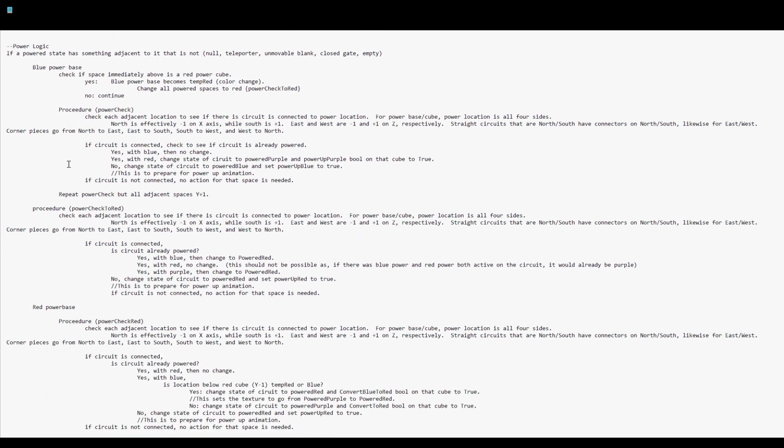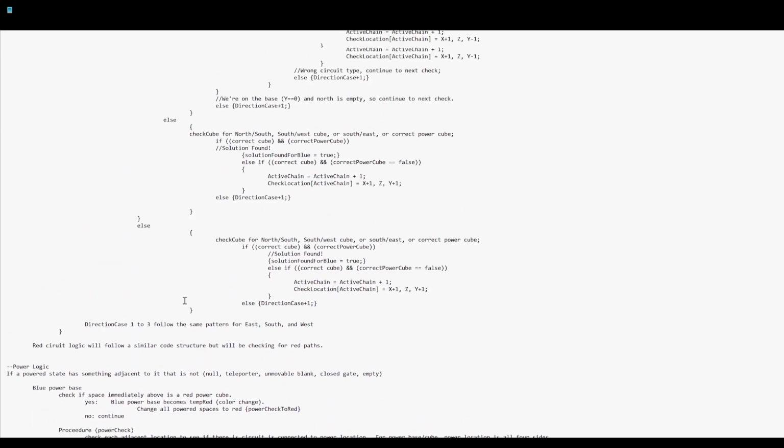This is only covering the blue and red colors, and basically checking, hey, does blue go from the power base all the way through? Does it meet up with something that is red? If it does, change it to purple. And if it's red and it meets up with something blue, well, okay, we need to convert this accordingly. This is all just the pseudocode to make this work.